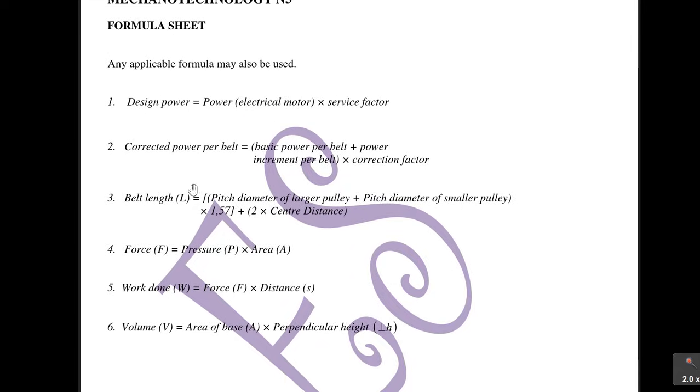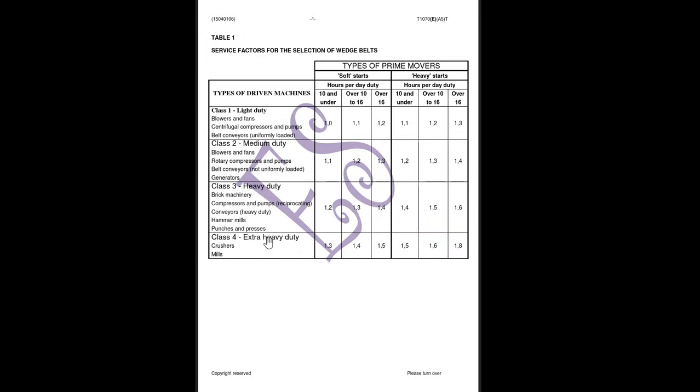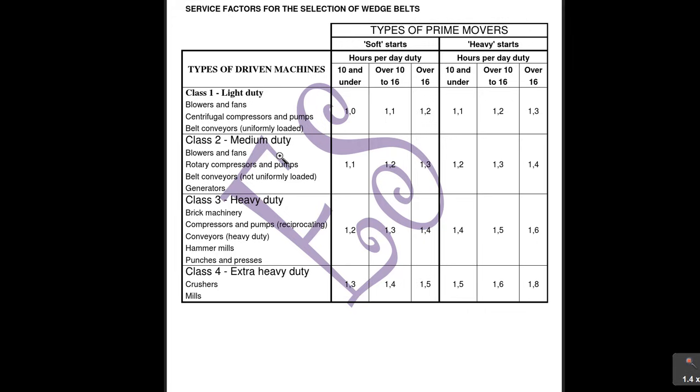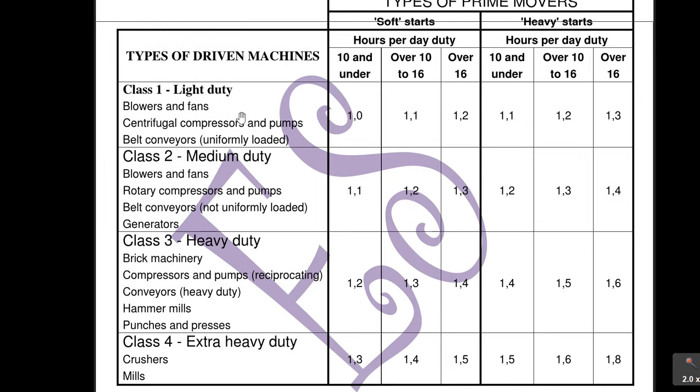And usually these formulas do not change. The formulas that you're going to use under power transmission are the first formula, which talks about the design power, the second formula about the corrected power per belt, as well as the third formula, which is the belt length. These three formulas are the main formulas that you're going to use in your calculations, as well as two other formulas that you need to know by head, and I'm going to show you those two other formulas.